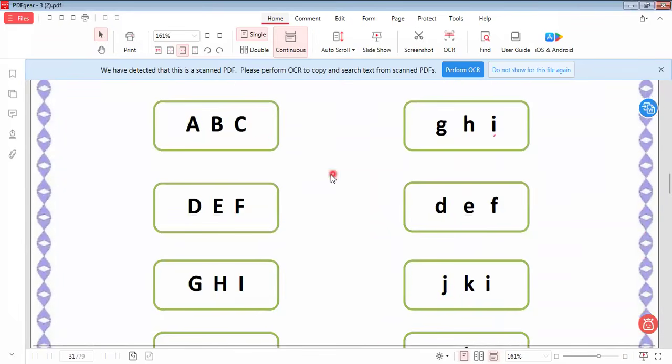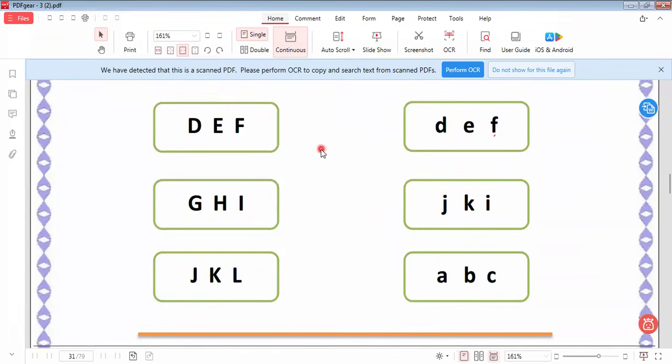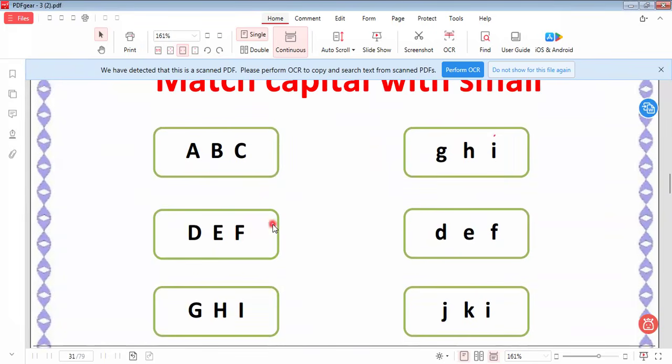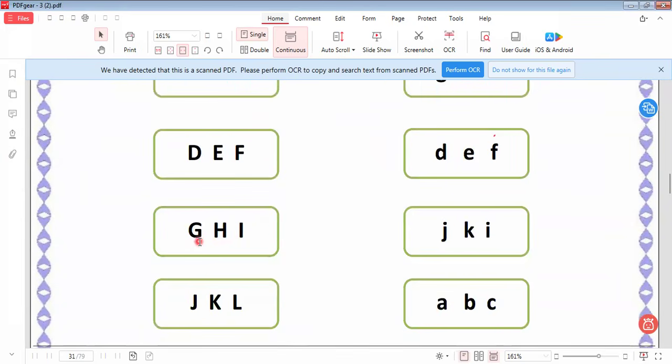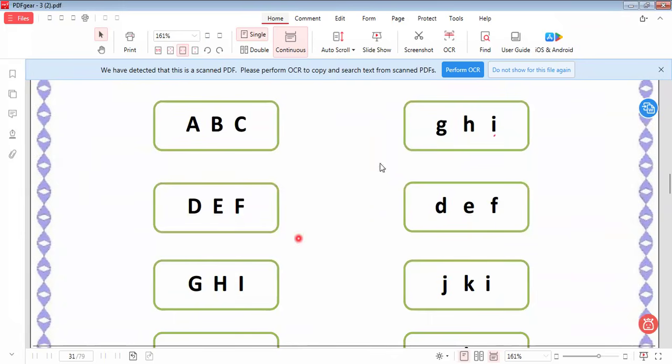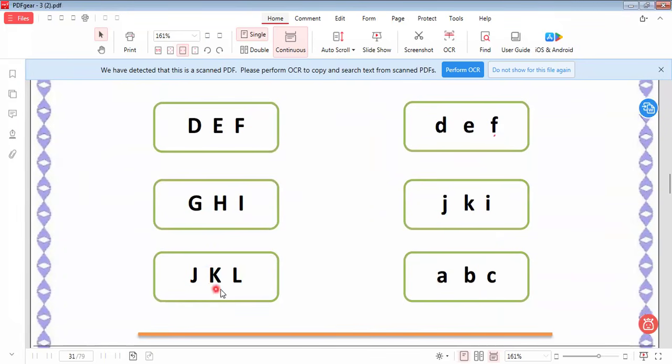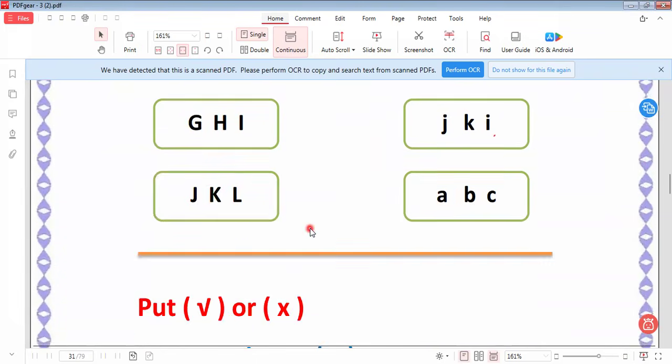So let's do this exercise together. Here is A, B, C, capital. Where is the small one? This one. D, E, F, capital. Where is D, E, F, small? This one. Capital G, H, I. This is the small G, H, I. J, K, L. This is the capital letters J, K, L. So the small ones will be j, k, l.